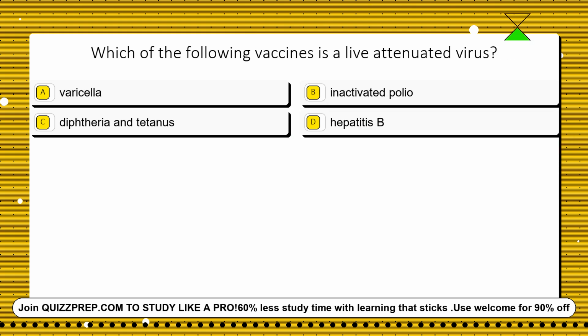Question 39. Which of the following vaccines is a live attenuated virus? Option A, varicella. Option B, inactivated polio. Option C, diphtheria and tetanus. Option D, hepatitis B.